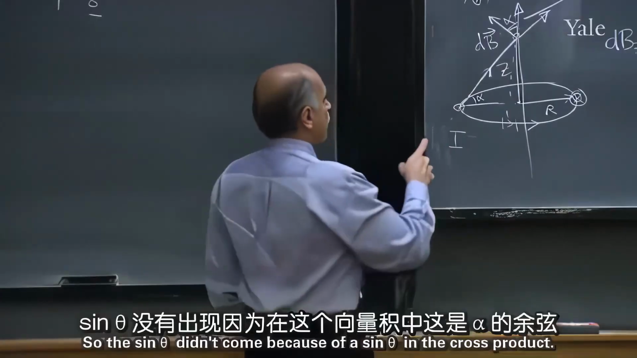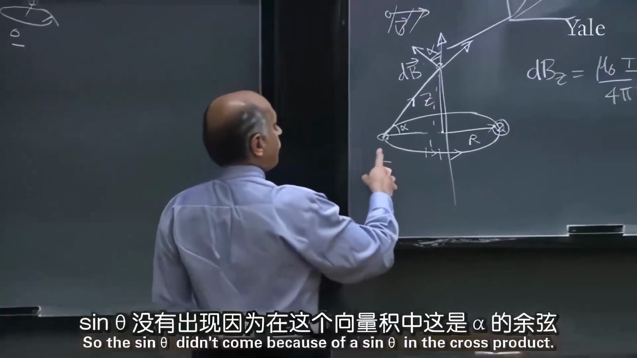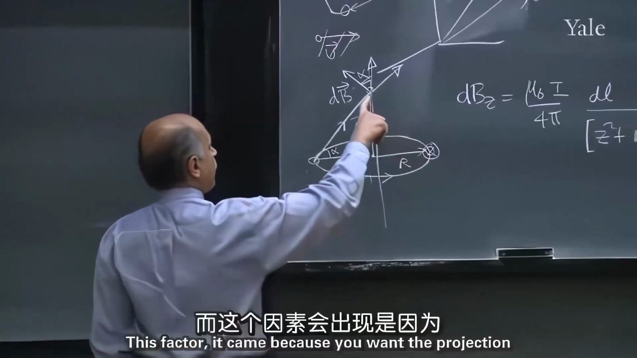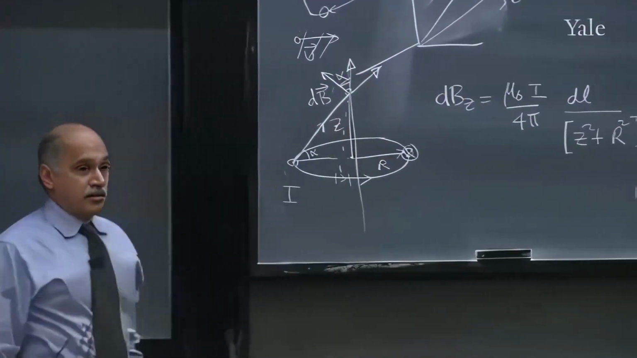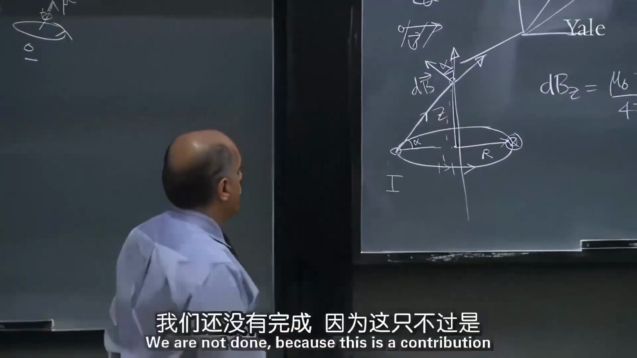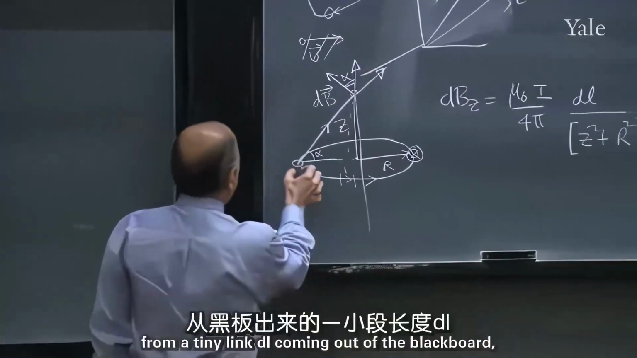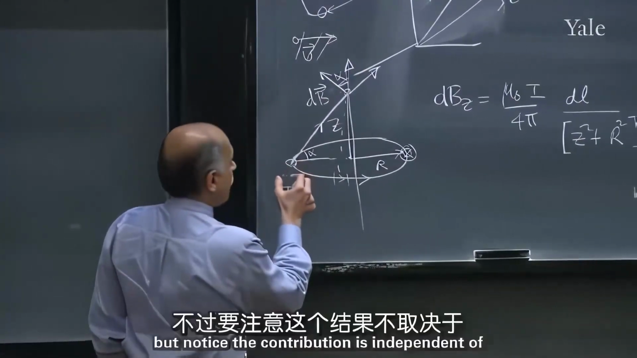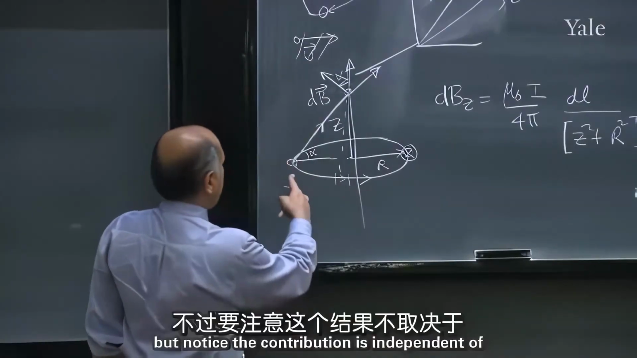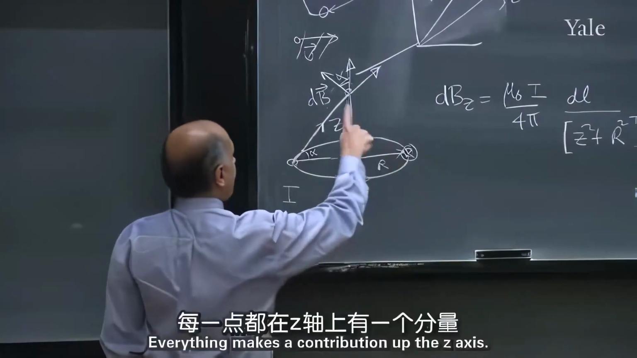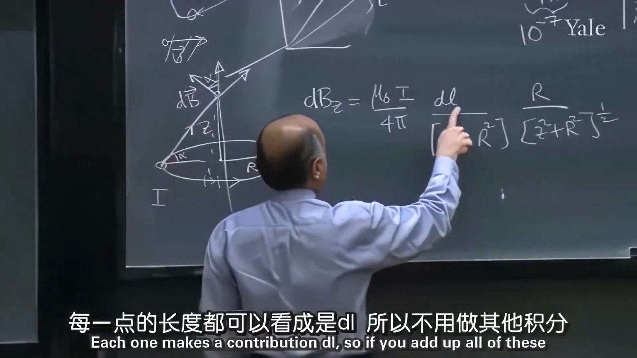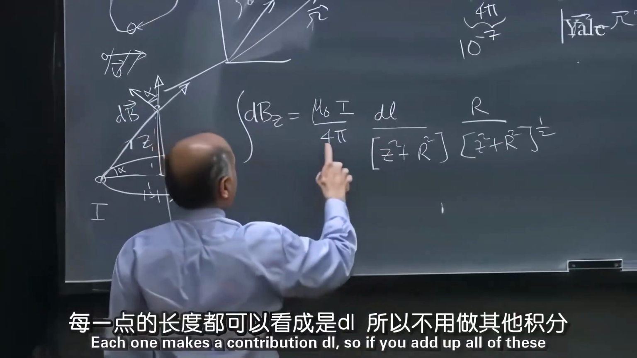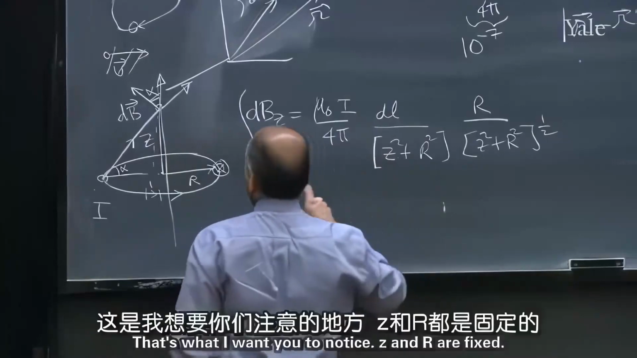So the sine theta didn't come because of a sine theta in the cross product. This factor came because you want the projection of this vector up the z-axis. We are not done because this is a contribution from a tiny length dl coming out of the blackboard. But notice the contribution is independent of where you are in the circle. Everything makes a contribution up the z-axis. Each one makes a contribution dl. So if you add up all of these, there's nothing to integrate here. That's what I want you to notice.